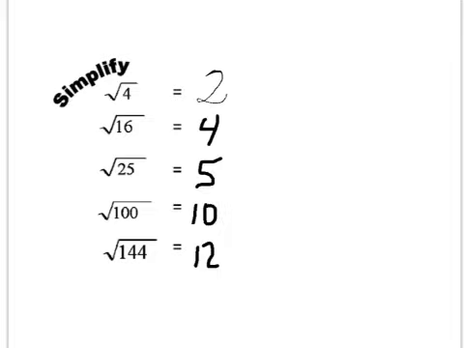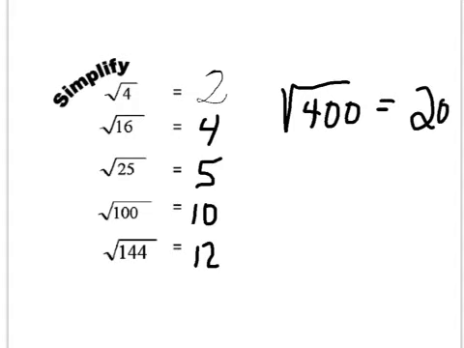All right, so I hope you got those right. And now we'll move on to some harder problems. Remember, you've got to have them memorized up to the last perfect square, 400. Square root of 400 is 20.